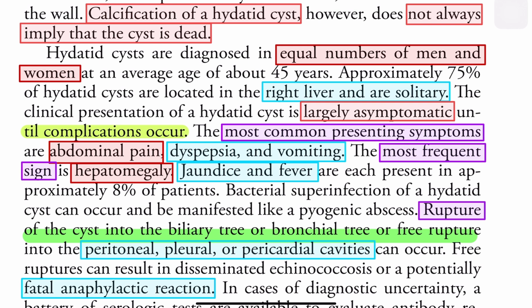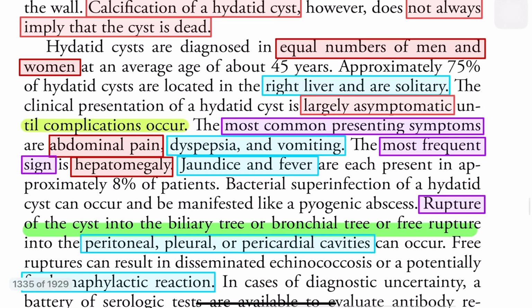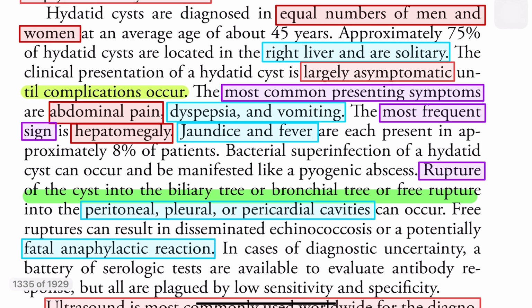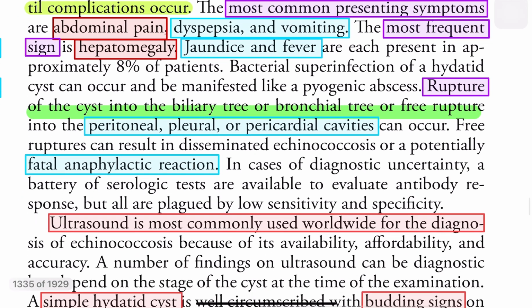Clinically, when the patient presents to you, it is generally large and asymptomatic. The most common presenting symptoms are abdominal pain along with dyspepsia and vomiting, and the most common signs are hepatomegaly along with jaundice and fever.